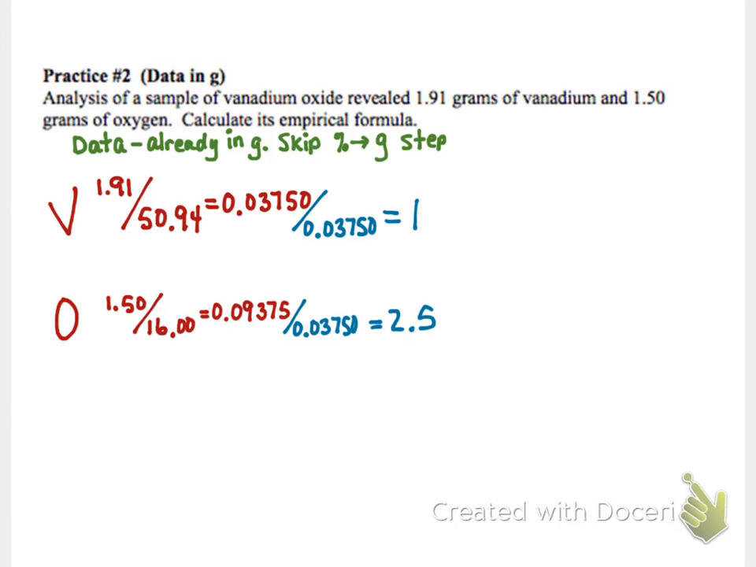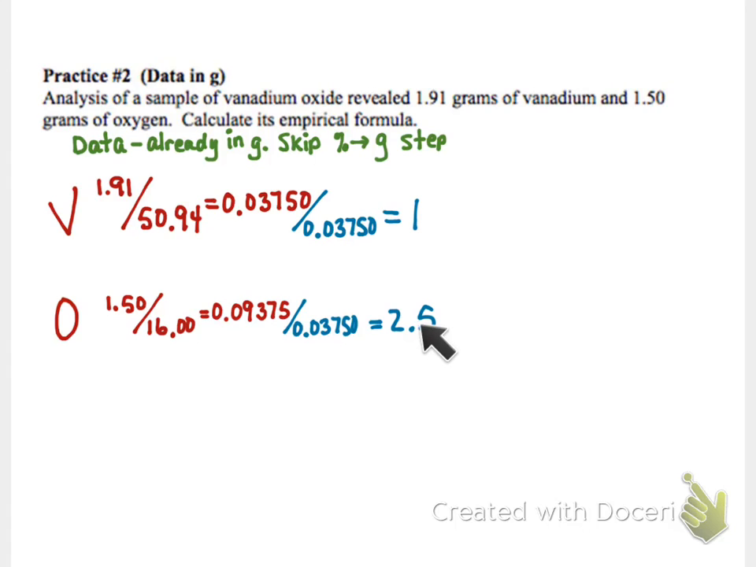All right, at this point we have done the first 2 steps, gone from grams to moles in both cases, picked the smaller one, which is 0.03750, divided both by that smaller number, and we get a 1 and a 2.5. You cannot round 2.5 to 3. It is not close enough. It has to be really close to a whole number.